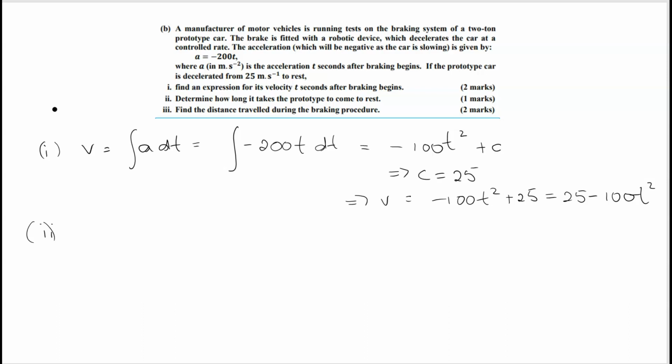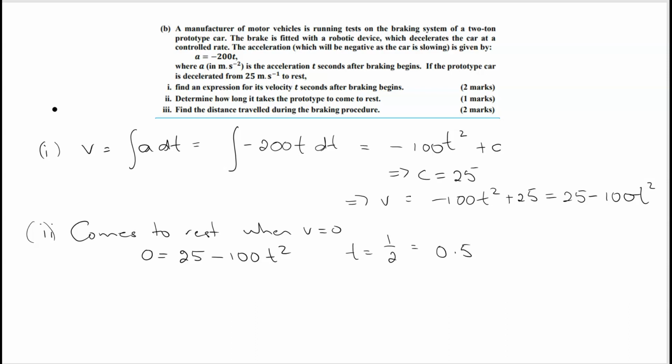Part 2 asks you to find how long it takes to come to rest. Now it comes to rest when velocity equals 0. Now you've just found the statement for velocity, so you now need to solve 0 equals 25 minus 100t squared. And that's the difference of two squares. The only possible answer is that t equals a half a second or 0.5 seconds, but you must put in the unit. You lose half a mark if you don't.